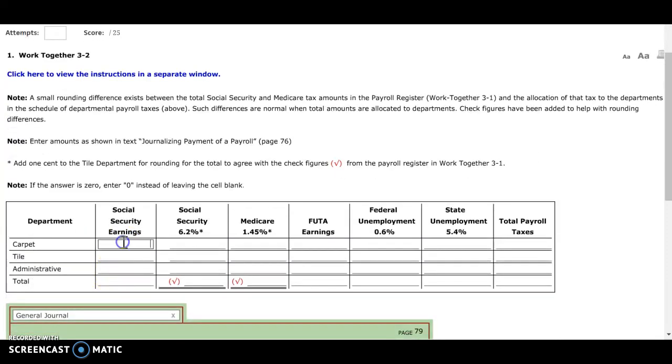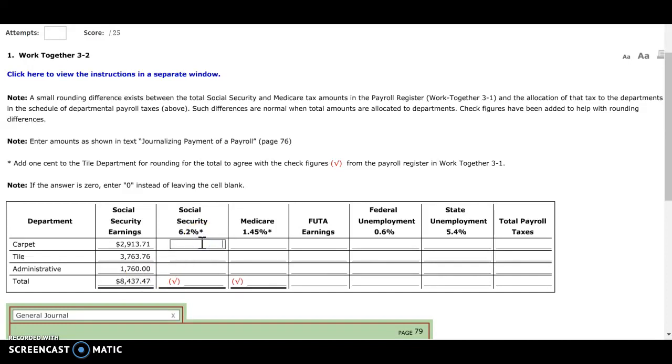Okay, so my Social Security earnings. I'm looking at my payroll register and I have my departments totaled up. So my carpet total is going to be $2,913.71. My tile is going to be $3,763.76. And my administrative earnings is $1,760. And that gives me a total earnings of $8,437.47.